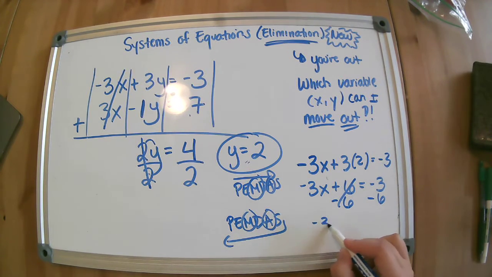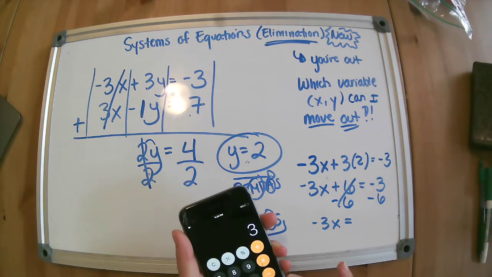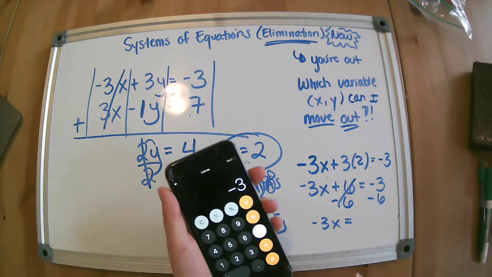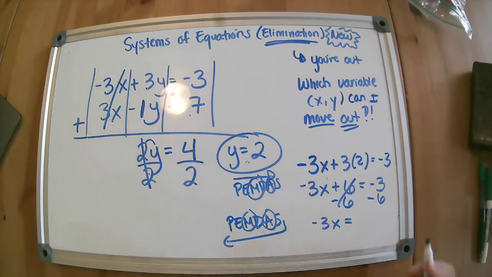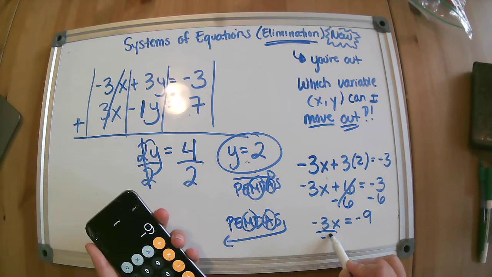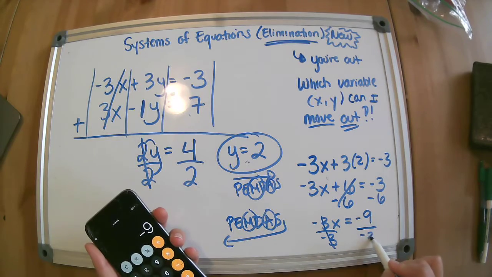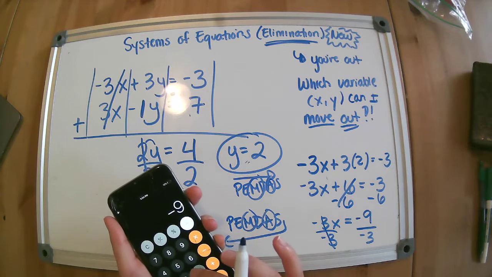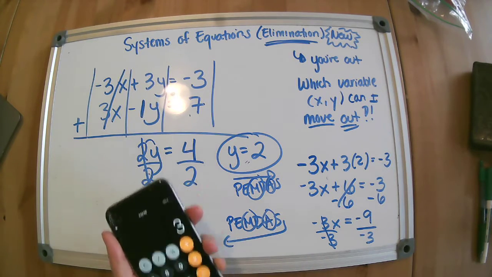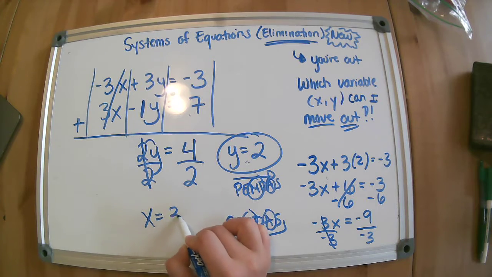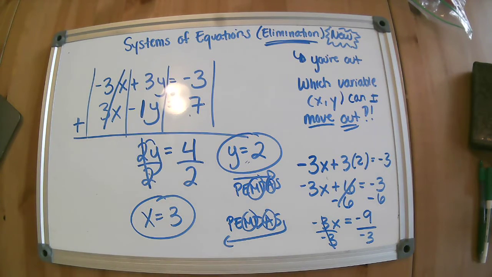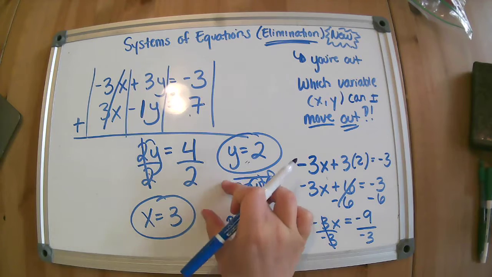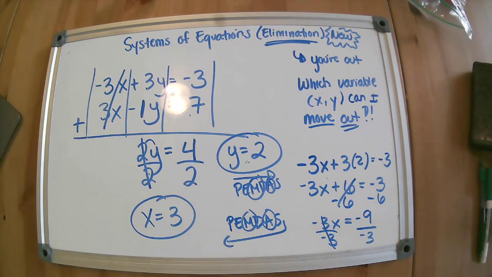So we get negative 3x equals, and again, dealing with negatives here, negative 3 minus 6, and I get negative 9. The last step is to divide by negative 3 on both sides to get x by itself. So I'm going to do negative 9 divided by negative 3, and I get positive 3. So x is equal to positive 3. And I'm completely done with this problem because I have 2 answers to this system of equations.